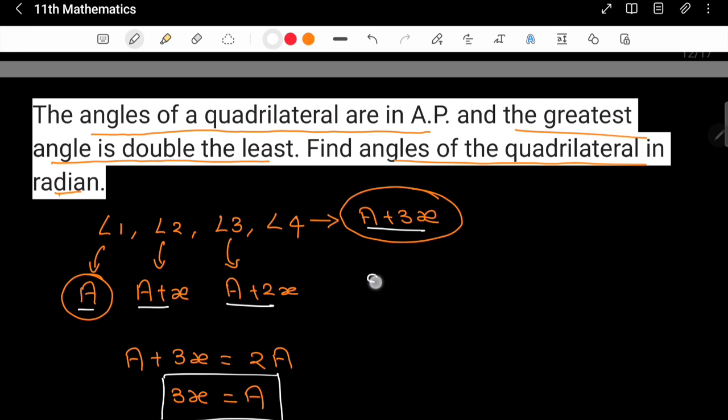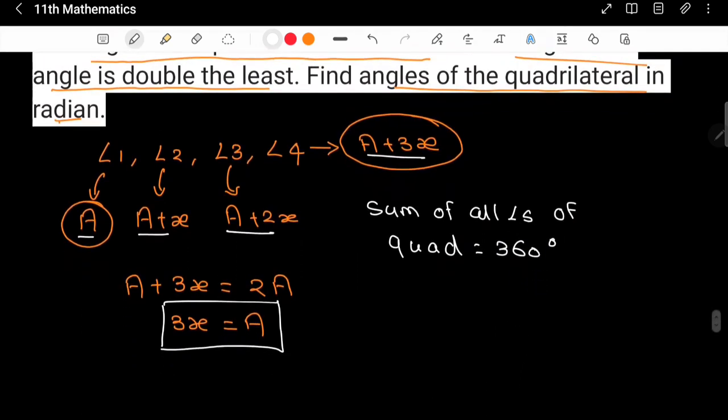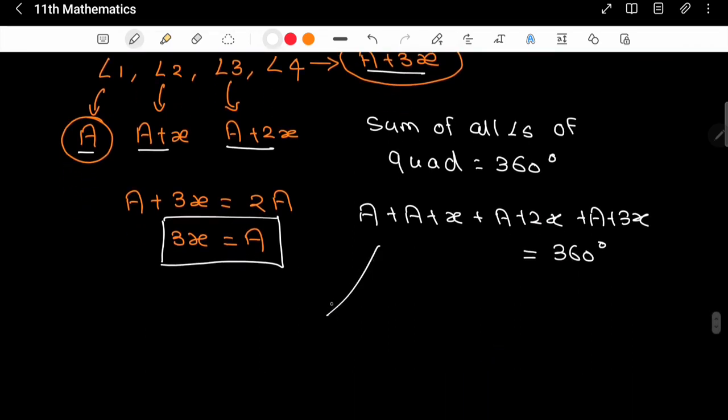Now, we know that the sum of all the angles of a quadrilateral is equal to 360 degrees. Using this, we can write A plus A plus x plus A plus 2x plus A plus 3x is equal to 360 degrees. Now let's simplify this. A plus A plus A plus A is 4A, plus x plus 2x plus 3x, which is 6x. So 4A plus 6x is equal to 360 degrees.